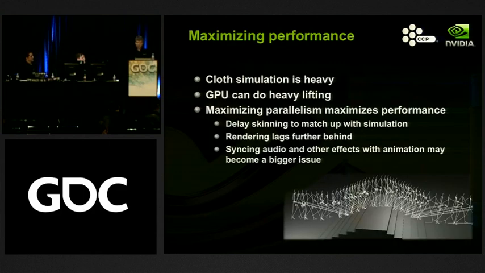So cloth simulation always brings up the question of performance, maximizing performance on something as heavy as cloth simulation. It really is about making the GPU do as much of its work while everything else is happening. The GPU can do really heavy lifting, so maximizing parallelism is in effect maximizing performance. There are maybe some compromises you have to make for that. It might mean that you have to delay skinning to match up the simulation and allow the simulation to lag behind. In most cases, that's just a good thing.